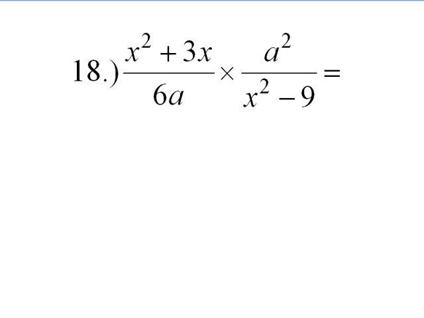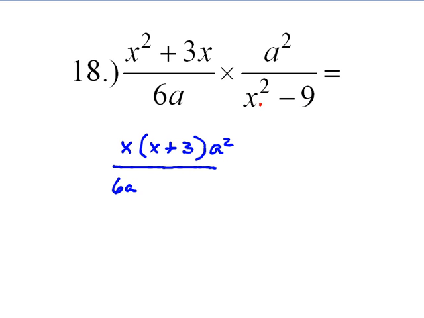Alright, back to me. We're going to pull in a couple more of your skills. We've got x squared plus 3x. What can we do with that? We can take out the common monomial. So we have x times x plus 3 times a squared over 6a.